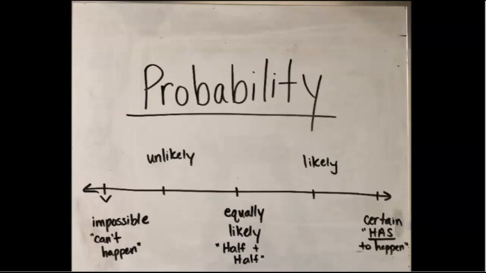Certain means it has to happen. So in the same way, if I roll that same dice, it has to roll a number. It's certain that it will be a number. It might be 1, 2, 3, 4, 5, or 6, but it's certain that it will roll a number.